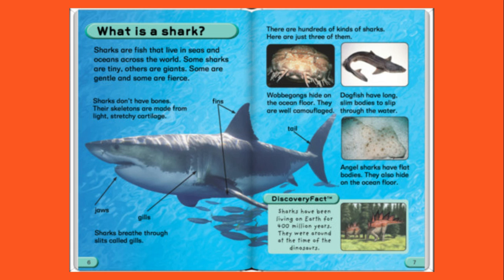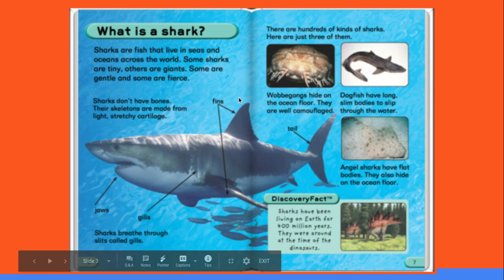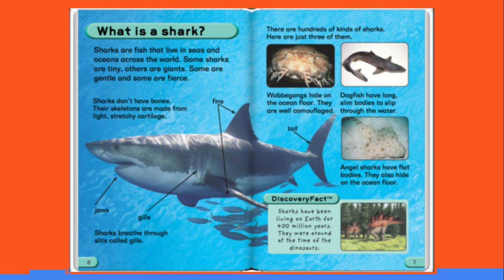We're going to take a look at all of the different text features here that we would not want to skip. If I were to just read this page as it is and not read any of the text features, this is what it would sound like. Sharks are fish that live in seas and oceans across the world. Some sharks are tiny, others are giants, some are gentle, and some are fierce.